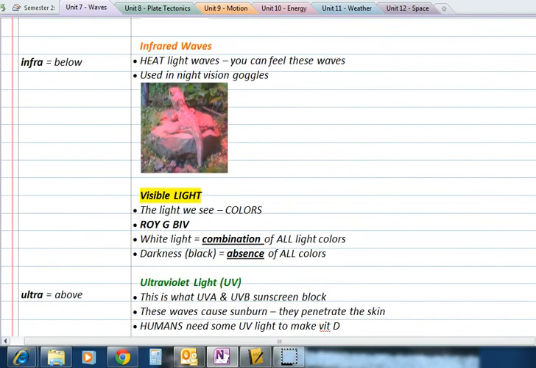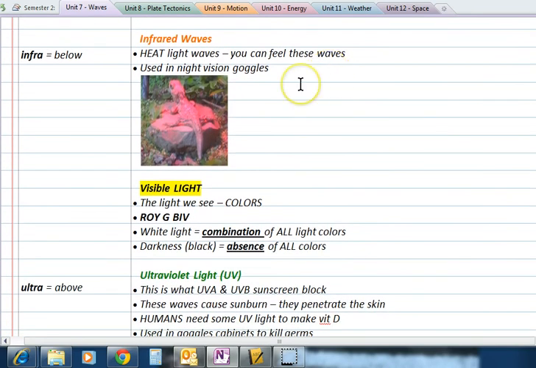Then we go to infrared waves. These are heat lights. You might see them in a tank for lizards. You feel it when it's on. This is what night vision goggles pick up. So they see the heat waves that are being given off. And the prefix infra means below.